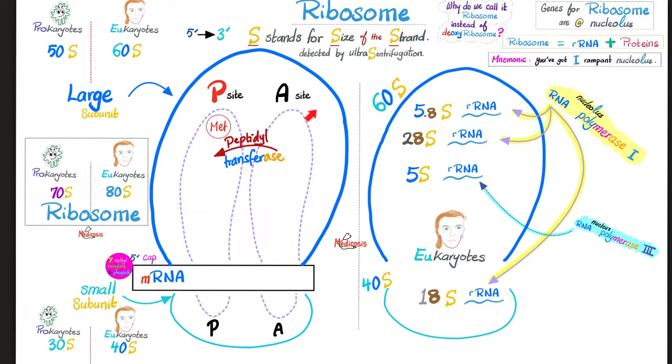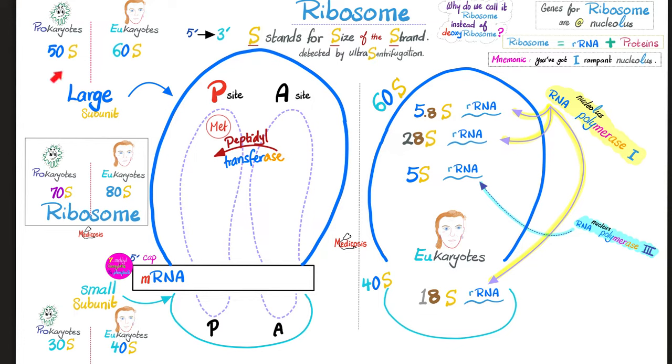The ribosome has a large subunit and a small subunit. In prokaryotes, the large subunit is 50S. In eukaryotes, it is 60S. How about the small subunit? In prokaryotes, it's 30S. In eukaryotes, it's 40S.